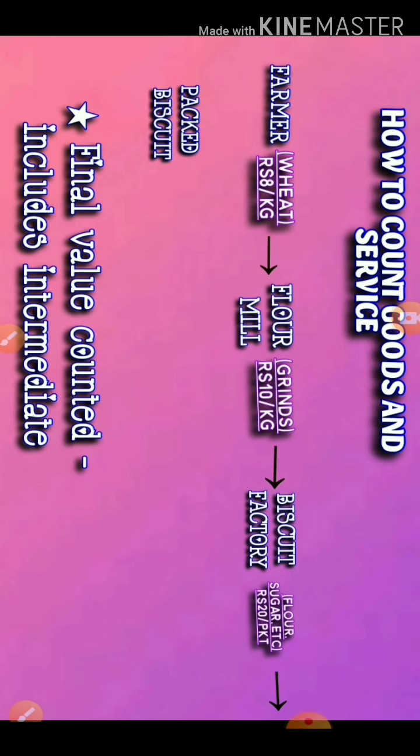Whenever we are counting goods and services, it is very important that we go for the final value. The final value, the packed biscuit, would automatically include all the intermediate stages. So all the intermediate stages which use wheat would automatically be included. So when we are counting goods and services, we go for the final product and not for the intermediate product. That is a very important concept to understand. Hope you all understand this concept.